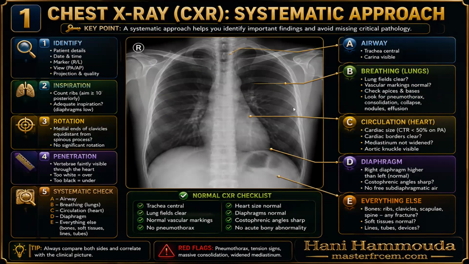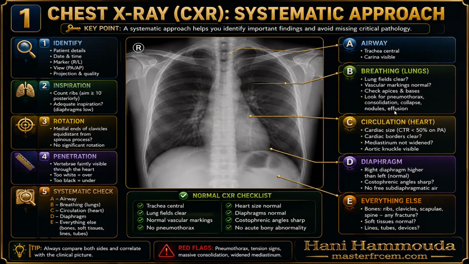For breathing, what does it mean? It means the lungs, lung fields. So are the lung fields clear or not? Clear, right? What else? Vascular markings, like a tree. Can you see the vascular markings? Normal. These markings should reach the chest wall. If not reaching the chest wall, it means pneumothorax, right? Look for abnormalities like what? Pneumothorax, consolidation, collapse, nodule, effusion. 1, 2, 3, 4, 5.